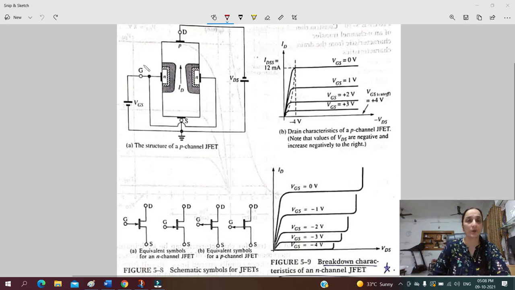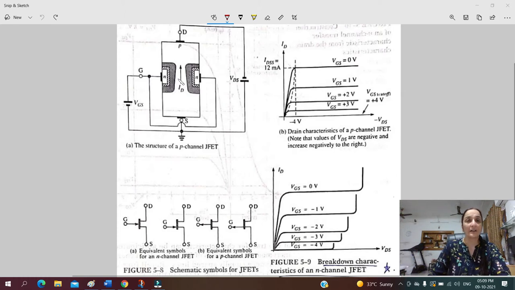Now, a depletion region exists as it is a PN junction. As this N-type region is heavily doped, the depletion region penetrates deeper into this P-type region. So the width of this depletion region is more in the P-type region. So there will be two depletion regions.